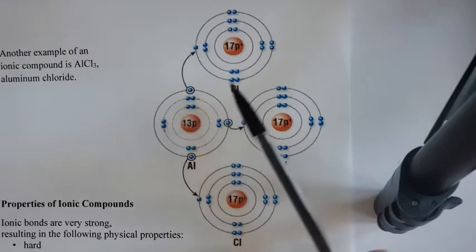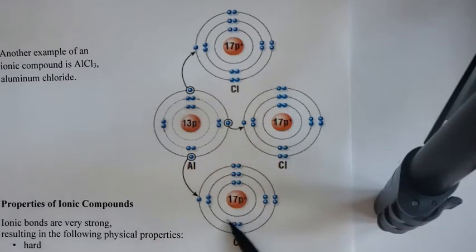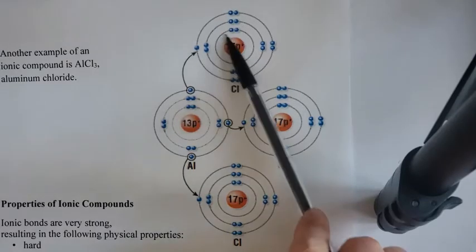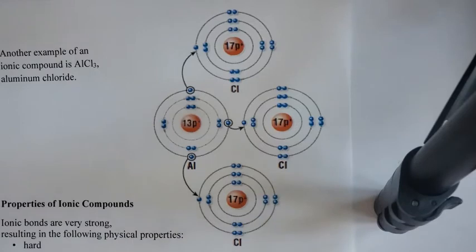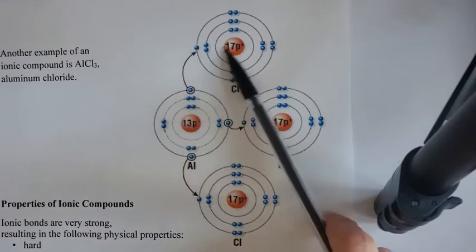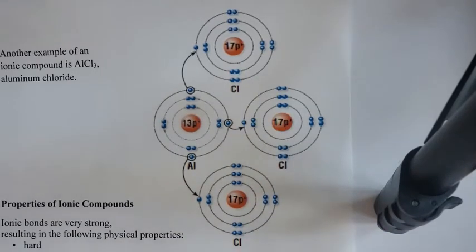So 1 aluminum needs 3 chlorine atoms to actually have everyone happy with filled outer shells for a reaction to take place. If there's not enough chlorine, it's not going to happen. So we need 1 aluminum and 3 chlorines.